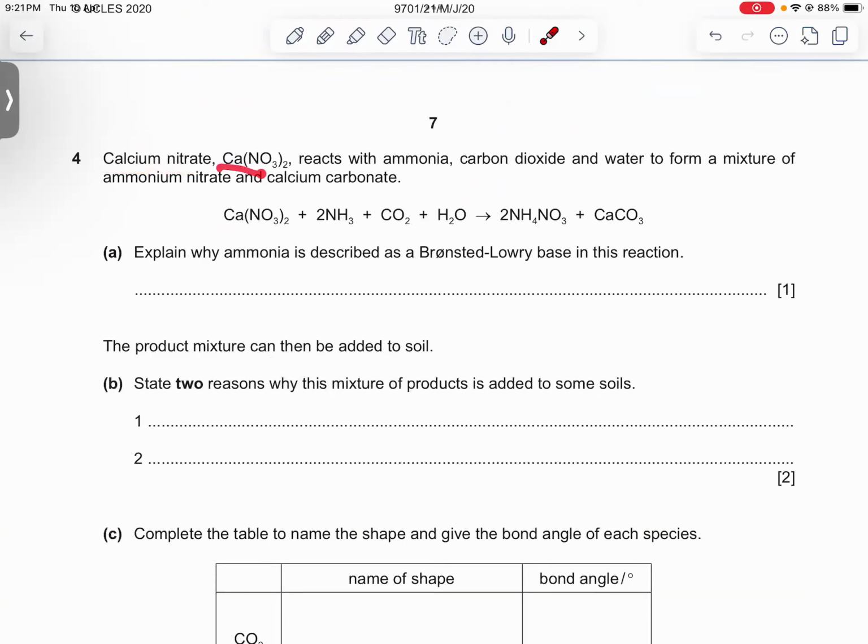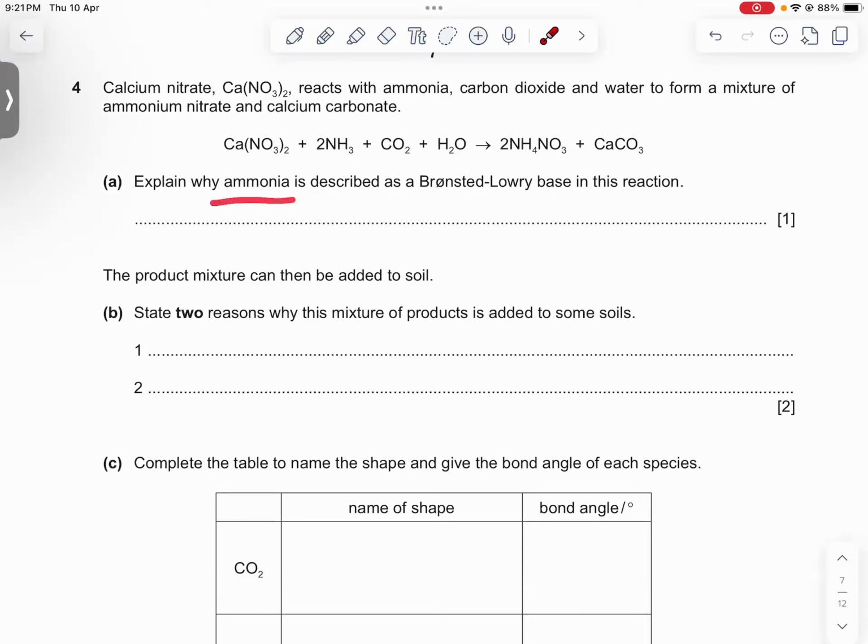Calcium nitrate, Ca(NO3)2, reacts with ammonia, carbon dioxide and water to form a mixture of ammonium nitrate and calcium carbonate. Calcium nitrate reacting with ammonia plus carbon dioxide plus water gives ammonium nitrate and calcium carbonate. Okay, sure. Explain why ammonia is described as a Bronsted-Lowry base in this reaction. So for that, you need to know the definition of Bronsted-Lowry base. So Bronsted-Lowry base is any base which accepts a proton. As you can see, NH3 becomes NH4+. It has received an H positive ion. Therefore, NH3 ammonia is called a Bronsted-Lowry base.